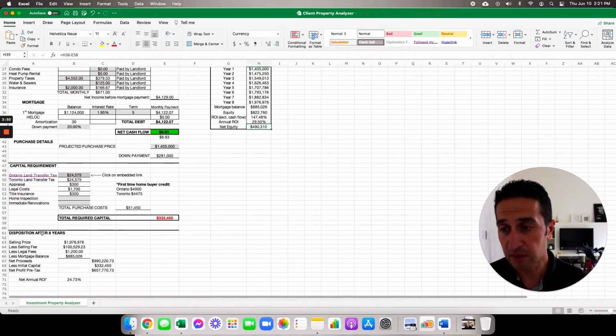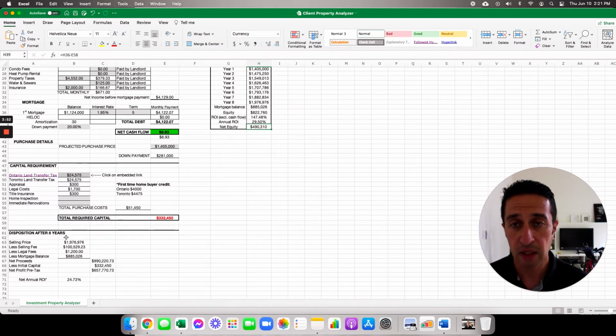Now, disposition, or if you are to sell it, in this case, I've run some numbers. If you sell at 1.976, less selling fees, less legal fees, and net proceeds, then that puts your net profit pre-tax at 657, which puts your annual ROI at 24.7%. So you can see real estate is a very good investment with time. It's all about time in the market. I do sound like a broken record.